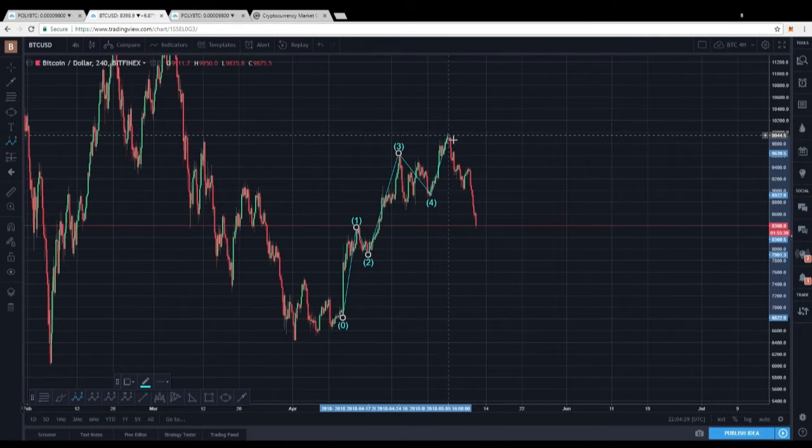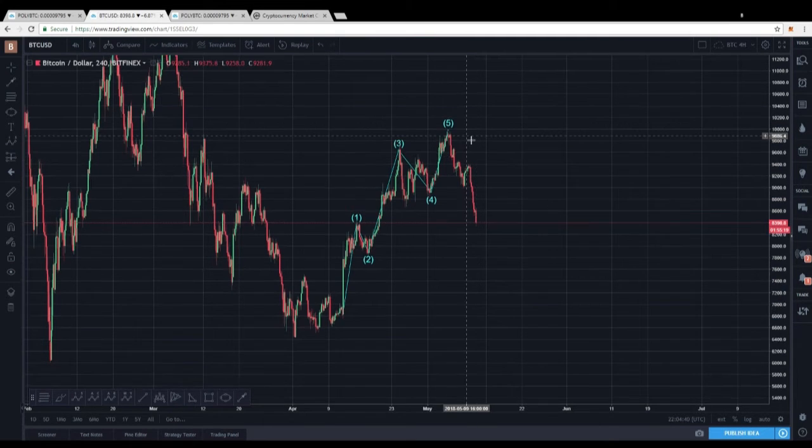So this got truncated a little bit, which is fine. I'm just using this for educational and instructional purposes. So there's our first impulse wave, guys. And these first 5 waves here, this is actually the beginning of a larger cycle. But we'll get into that in a minute.